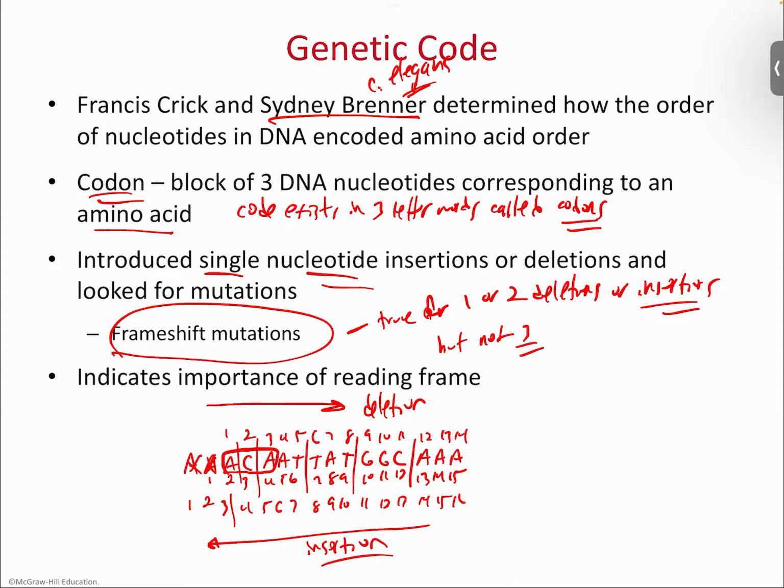If you put 1 in there, it's odd, right? So it's going to shift it. Put 2 in there, it's odd, it's going to shift it. If you put 3 in there, then all that's going to do is change that 1 amino acid, but it's not going to change all the rest of them because you're still in frame. That makes sense?